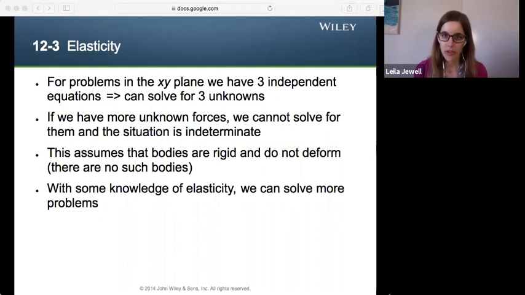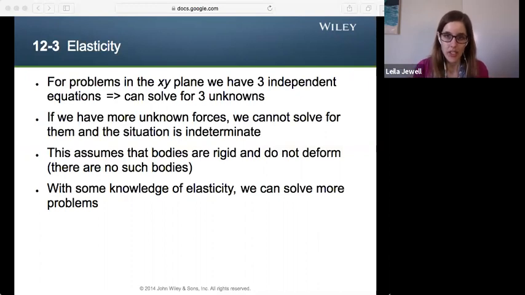Because anytime we have these problems in the xy plane, we have three independent equations, right? F net in the x direction equals 0, F net in the y direction equals 0, torque net is equal to 0. Having three equations, we can solve for three unknowns. But if we ever have more than three forces we don't know, we can't solve for them. The situation is known as indeterminate.